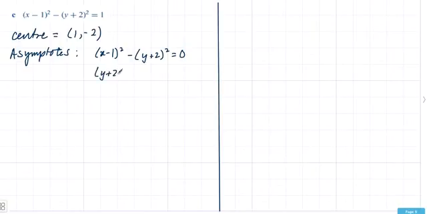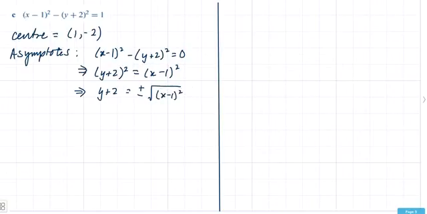So we've got (y + 2)² = (x - 1)². Don't factorise it, leave it tied up like this. Then we've got y + 2. We can now take the square root of this side, plus or minus the square root of (x - 1)². And the cool thing is the squared and the square root cancel. So you end up with just y + 2 = ±(x - 1).